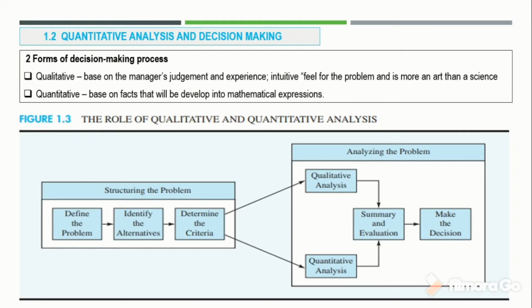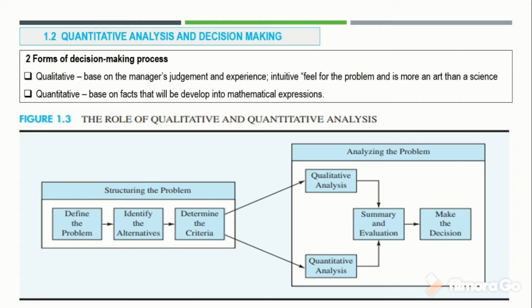So, while qualitative knowledge is actually inherent to managers, quantitative knowledge can be learned by studying management science, because this will even increase their decision-making skills.